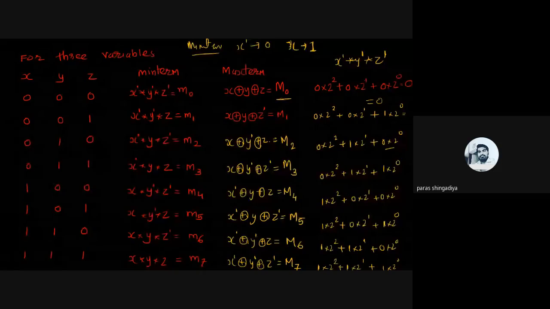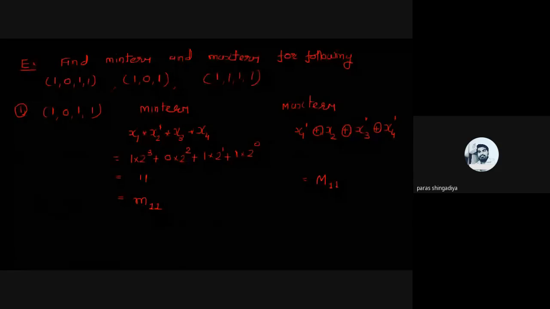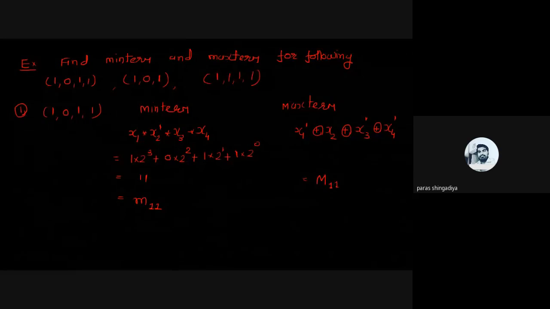Okay, so let us implement this concept on various examples. In this we will find the min term and max term for the following data. We have a different type of set where binary values are given: 1011, then the second is 101, and similarly for the third one. So find the min term and max term. Clear?